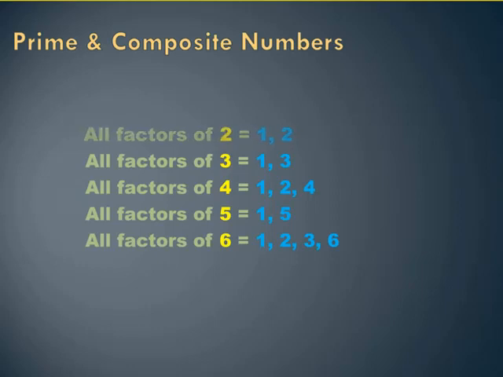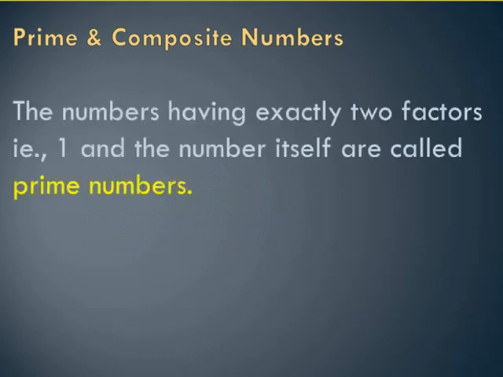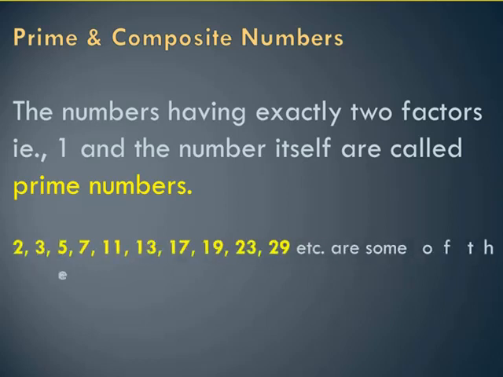Here the numbers 2, 3 and 5 have only factors 1 and the number itself. Such numbers are called prime numbers, or the numbers having exactly two factors, that is 1 and the number itself, are called prime numbers. 2, 3, 5, 7, 11, 13, 17, 19, 23, 29, etc. are some of the examples of prime numbers.